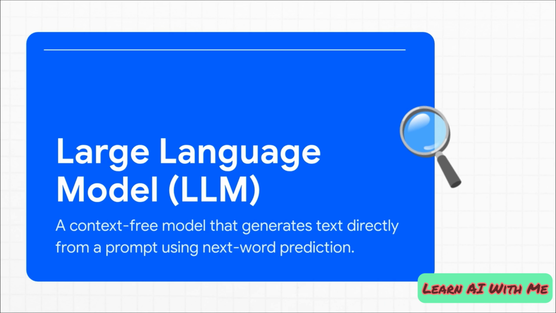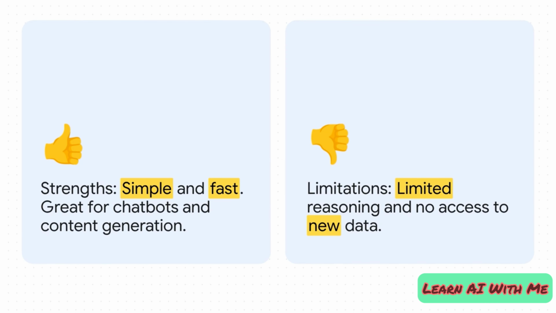It's what we call context-free, which is just a fancy way of saying it's only responding to your prompt with no other outside information. And that's the key thing to get here. On one hand, LLMs are pretty simple and incredibly fast. That makes them awesome for things like drafting a quick email or powering a general-purpose chatbot. But, and this is a big but, their limitations are just as important. They don't really have deep reasoning skills, and crucially, they have zero access to new or real-time data. They only know what they were trained on, and that's it.